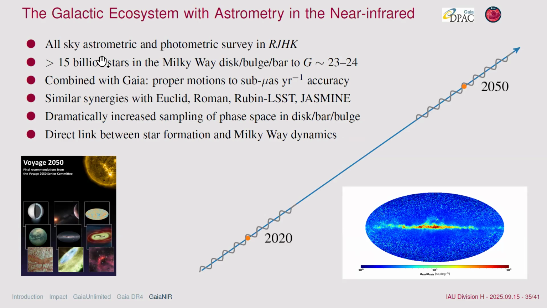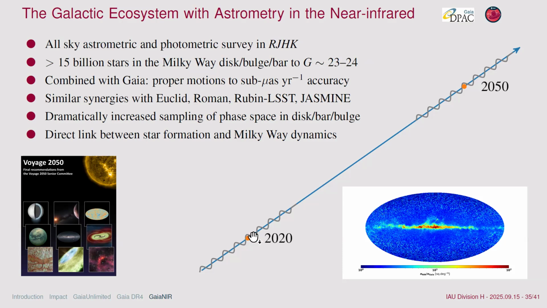And this will be an all-sky astrometric, photometric, but also spectroscopic survey covering everything from the R to the K band. And conservative estimates are that we will get at least 15 billion stars in the Milky Way, and of course many more stars now in the disk, the bulge, and the bar, because you can probe through the dust. And we want to go a lot deeper than Gaia and achieve also a better performance.